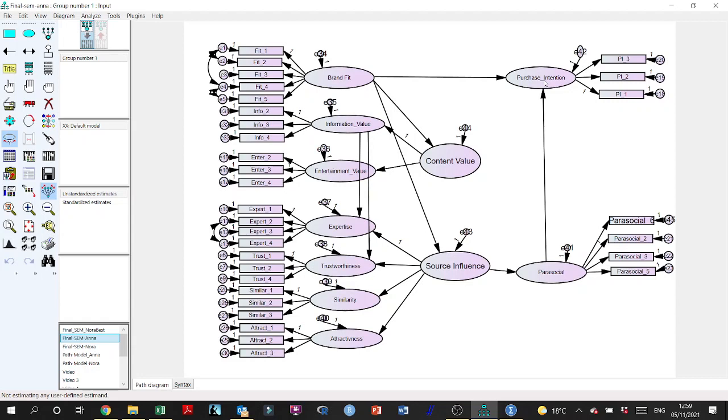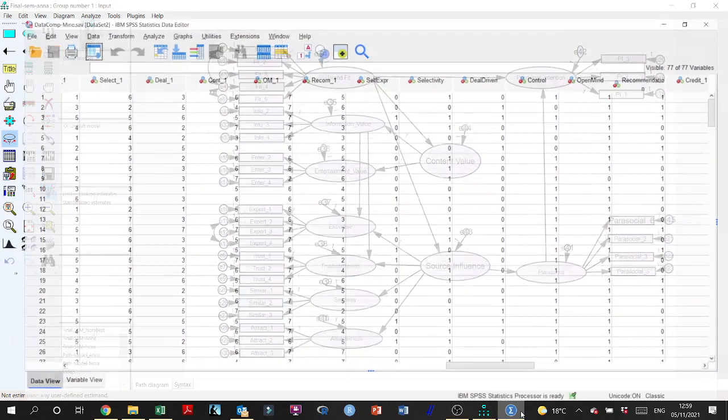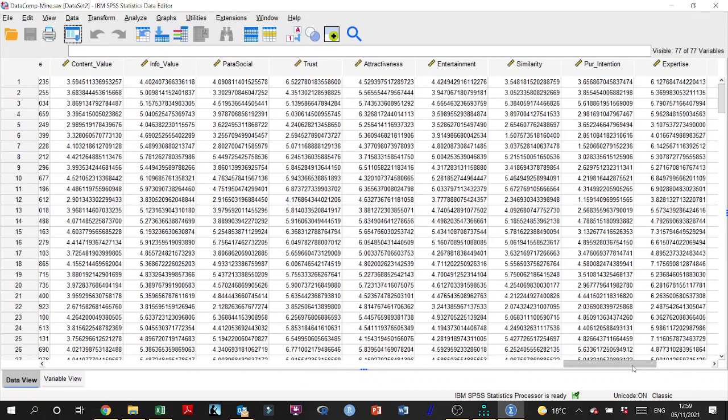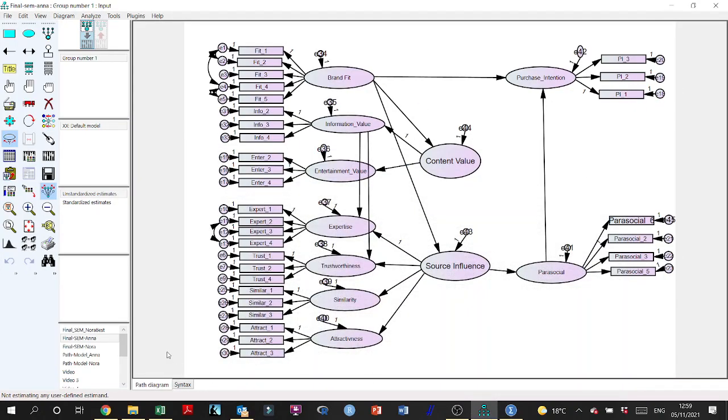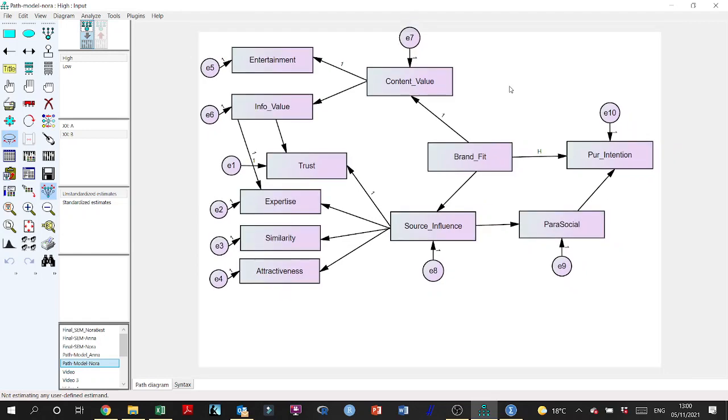All right, having this done, we did the imputation. So we did analyze and we did the imputation, and this is how we got these scores up here. And now we are going to draw the same relationships, if you want to make it in a nicer way. So here the brand fit is affecting the content value, brand fit is affecting purchase intention and source influence. Then these relationships are also nicely shown in this diagram.